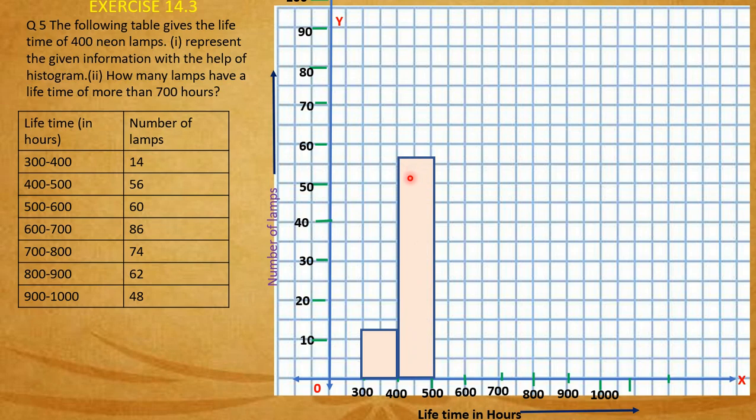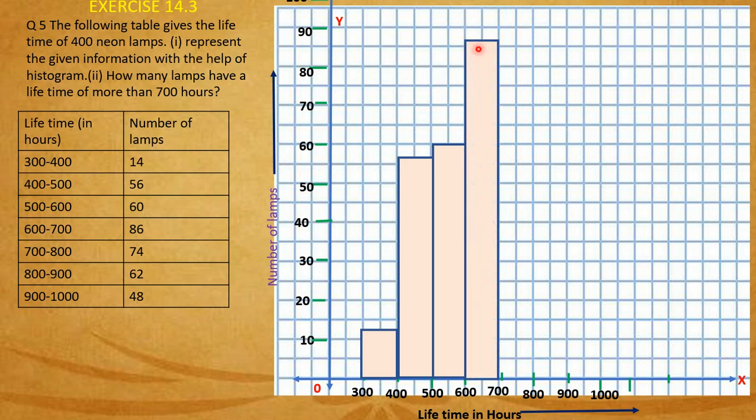lines, which represents 56. Next, 500 to 600, our rectangle will start and its height is up to 60. Then next, 600 to 700, its height is 86, that means after 80 there are 6 lines on the graph paper, so we have to draw the rectangle up to the height 86.